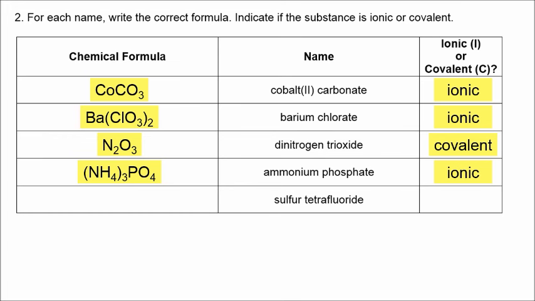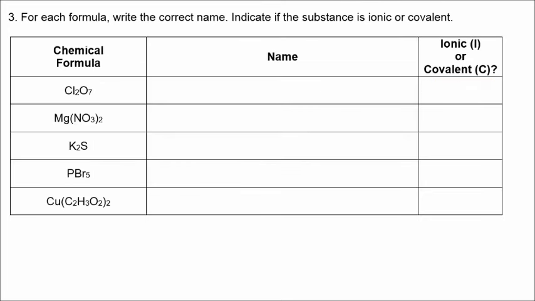We're just simply counting how many atoms we have. The formula is SF4, and it is covalent because it involves 2 nonmetals. In question 3, now we have to go from formula to name, as well as determine whether it's ionic or covalent. Our first example is covalent because both chlorine and oxygen are nonmetals. We name it using the prefixes di and hepta. So we have dichlorine heptaoxide, which is covalent.